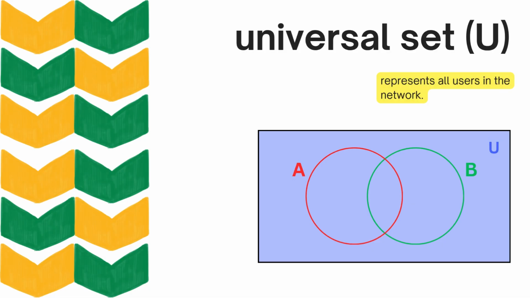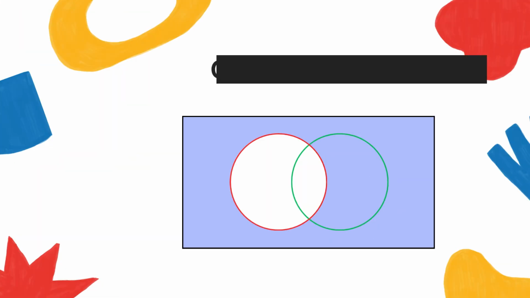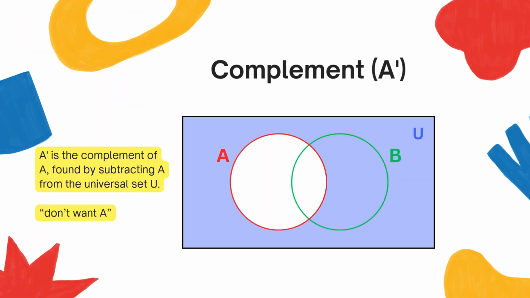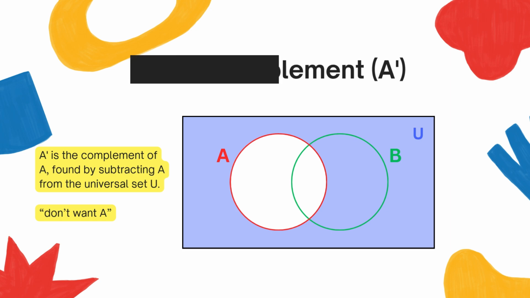Universal set, U, represents all users in the network. We use U to represent a universal set. Complement, A complement, shows all users not in a particular group. In this case we can say that we want all but don't want A.